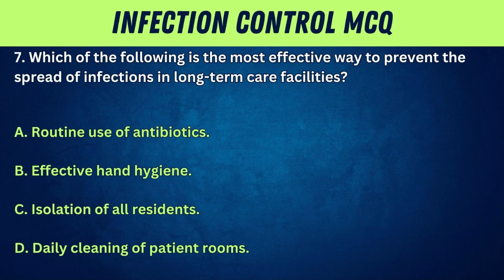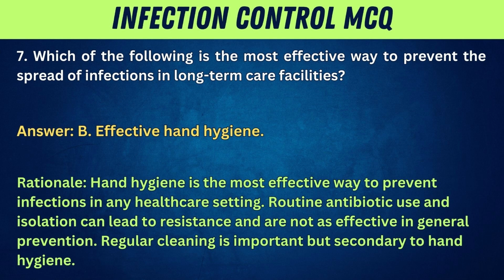7. Which of the following is the most effective way to prevent the spread of infections in long-term care facilities? A. Routine use of antibiotics. B. Effective hand hygiene. C. Isolation of all residents. D. Daily cleaning of patient rooms. Answer: B. Effective hand hygiene.